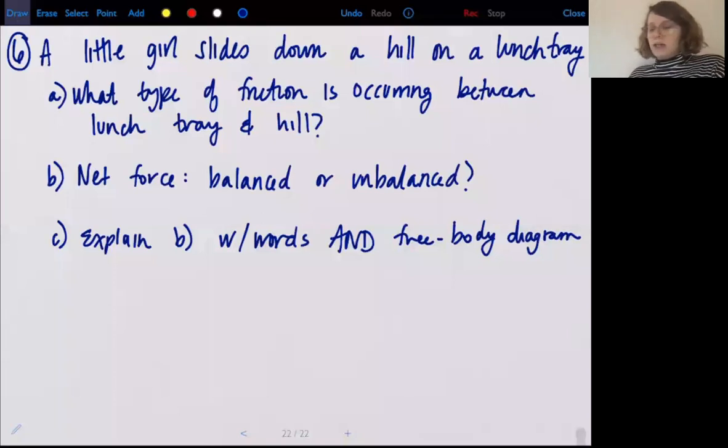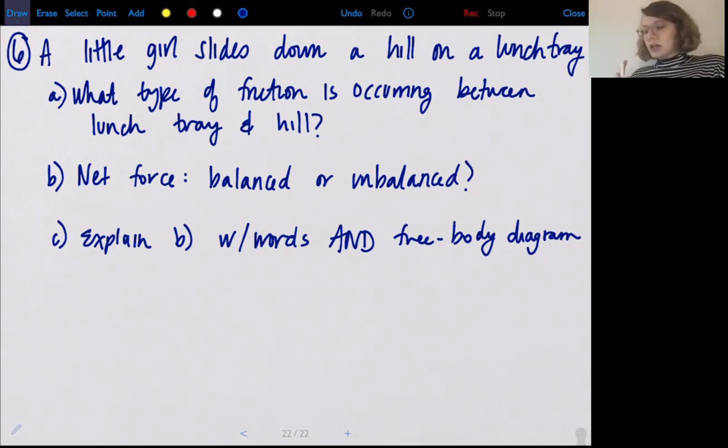All right, now number 6. I have written up here, a little girl slides down a hill on a lunch tray. Part A wants to know what type of friction is occurring between the lunch tray and the hill. Well, we have two types of friction that we discussed. We talked about sliding friction and we talked about static friction. Remember that static friction is when the force of friction is equal to the applied force and no motion occurs. It means that there's no net force, or that the net force is balanced, right?